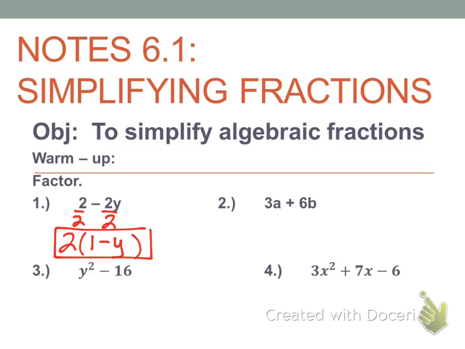Next one. What can I factor? A 3. So again, when we factor out a GCF, it also gets written where? On the outside of parentheses. What's left over this time? 1a plus 2b. Good. Nothing else we can factor, so we leave it there.